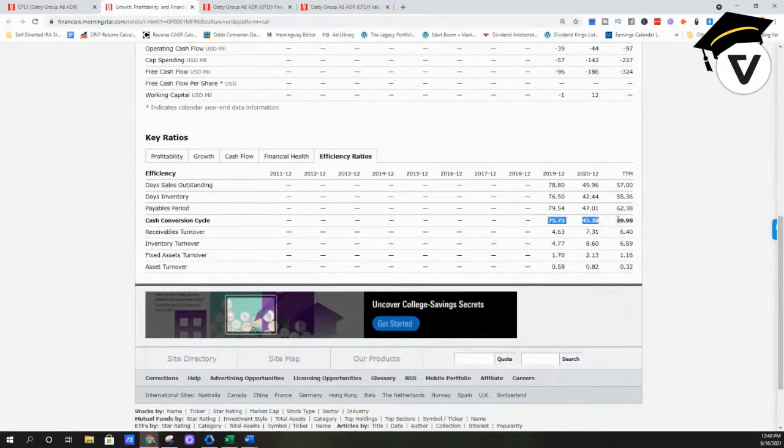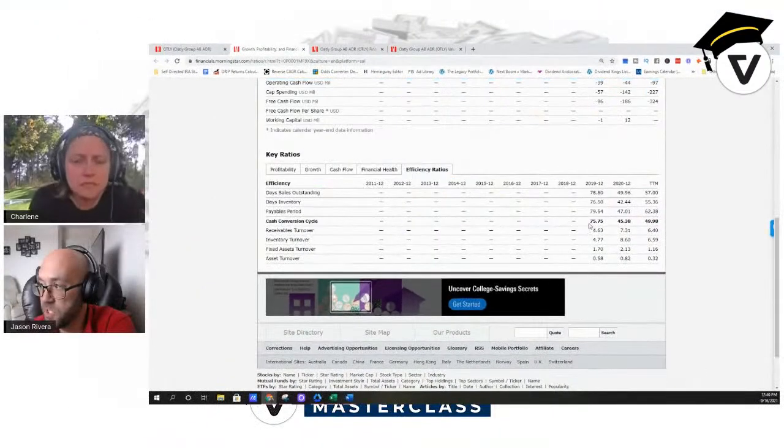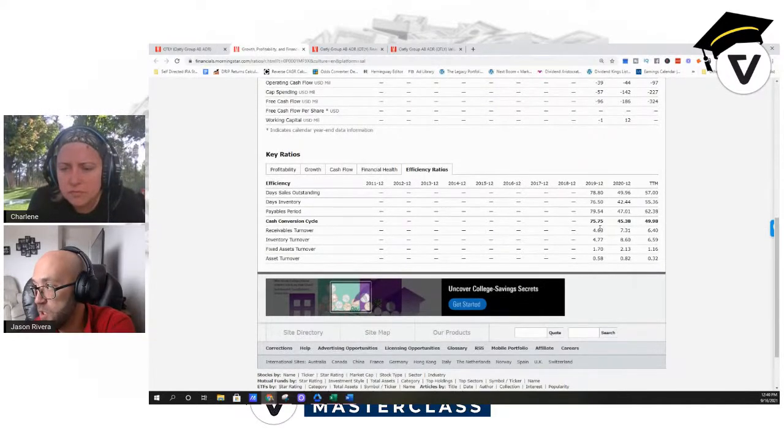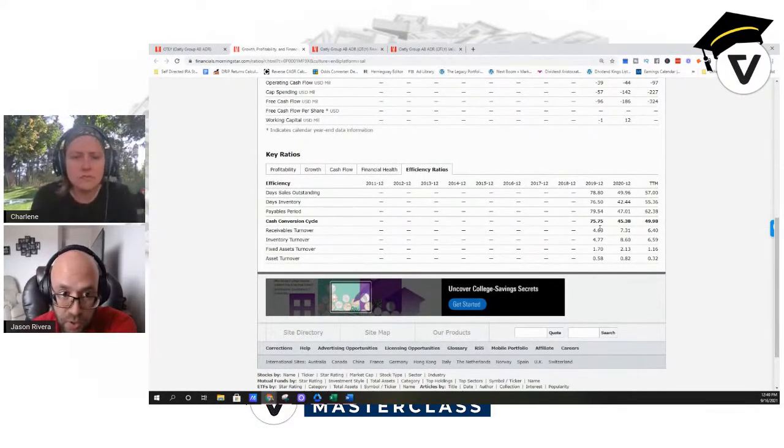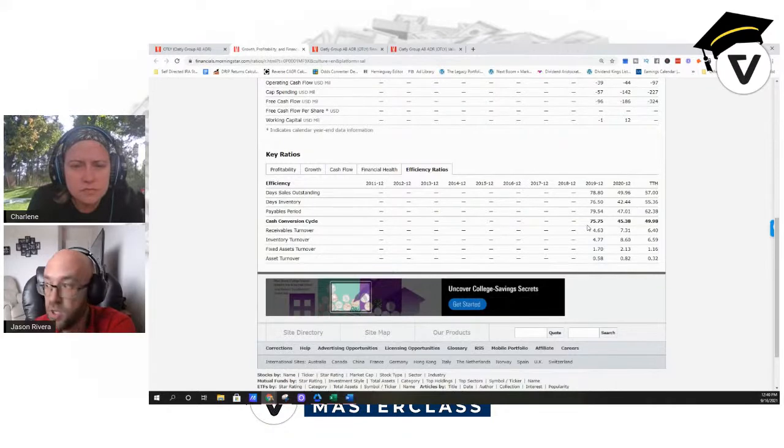What you want to look at here, though, is the trend. Is this going up? Is it going down? From 2019, it was at 76 days rounded up. Now it's at 50 days rounded up. That is a fantastic improvement. That means this is a sign the company is becoming more efficient in their operations.